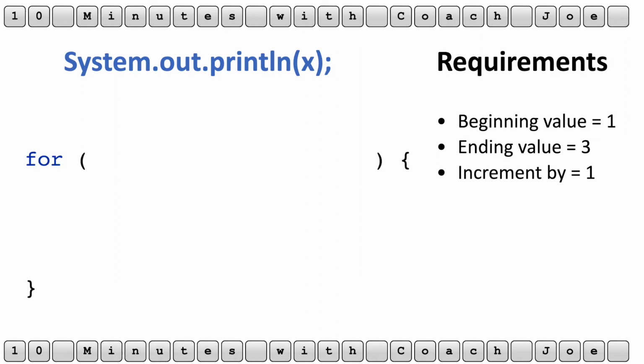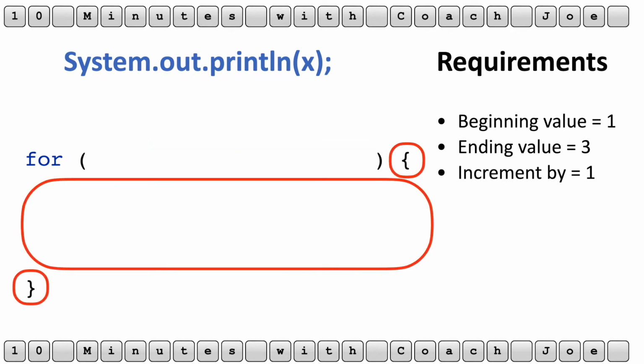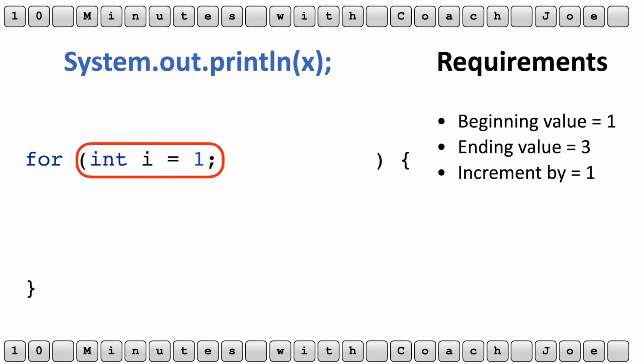Let's look at the syntax for the standard for loop. The keyword for is used to start the statement. Inside parentheses are 3 key components to define the for statement. After the parentheses are curly braces used to hold the code block. Let's fill in the 3 key components.